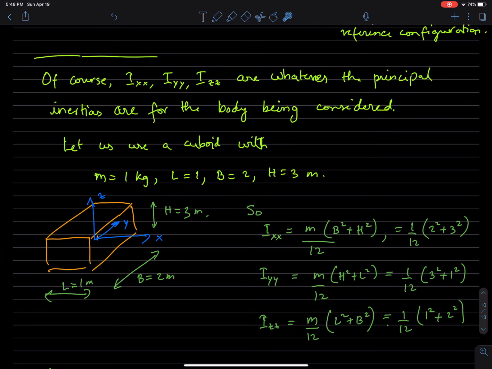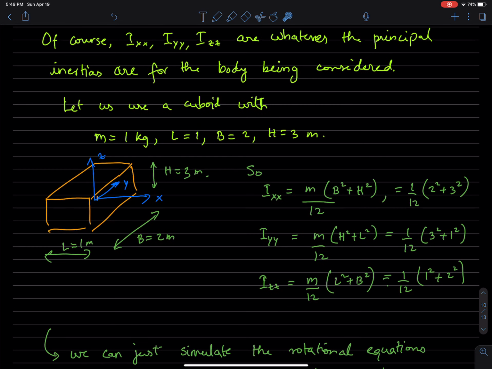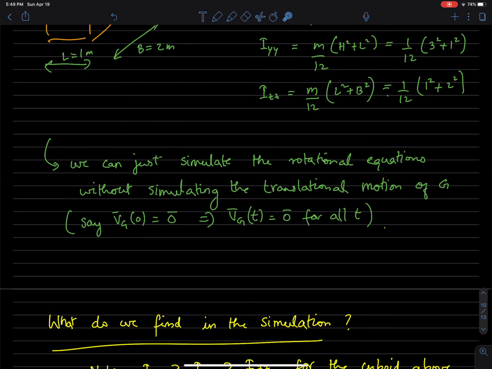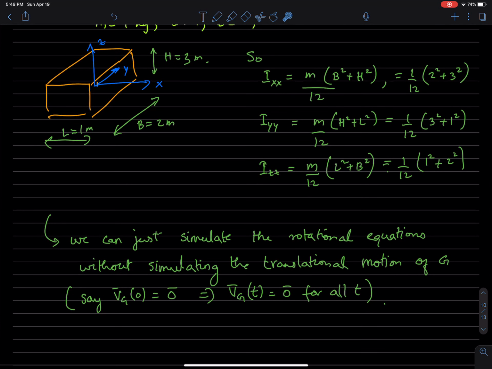Just as an aside, these three are principal inertias of the rigid body, and in the Matlab example, what we're going to do is use a cuboid with mass m equals 1 kilogram, L equals 1, B equals 2, H equals 3, so that we get an object with non-identical principal inertias. These are the formulas for the principal inertias for a cuboid, which we can compute. And the important thing to recognize is that these are all different.